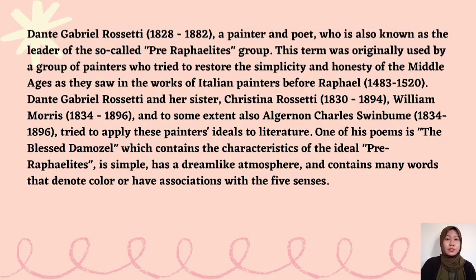Dante Gabriel Rossetti and his sister Christina Rossetti, William Morris, and to some extent also Algernon Charles Swinburne tried to apply the painters' ideals to literature. One of his poems is The Blessed Damozel, which contains the characteristics of the ideal Pre-Raphaelite. Its symbols have a dreamlike atmosphere and contain many words that denote color or have association with the five senses.